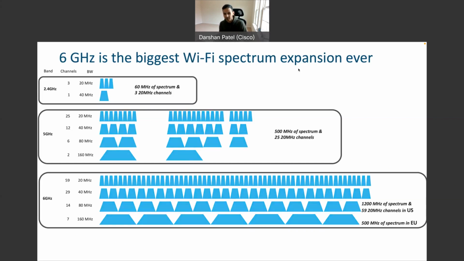Now let's take a look at the number of non-overlapping channels that we have in 6 gigahertz. 59 20 megahertz channels, and 29 40 megahertz and 14 80 megahertz channels. So the new normal will become 80 megahertz channel width. Just think about the speed. In the real world, we will be able to see it. And I won't be surprised to see more than a gig on Wi-Fi for the first time.